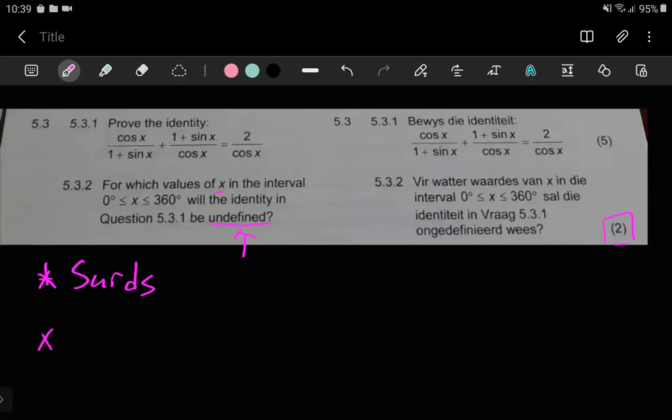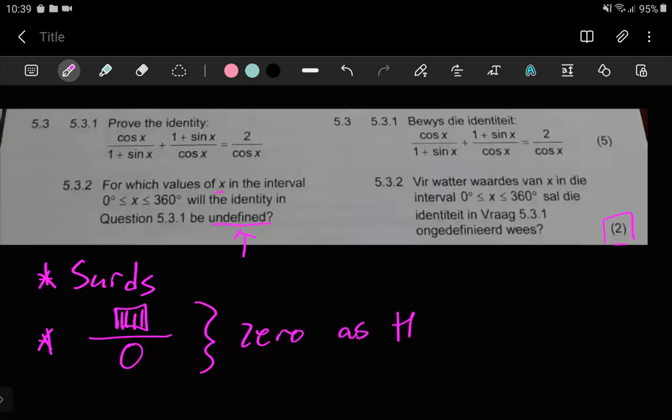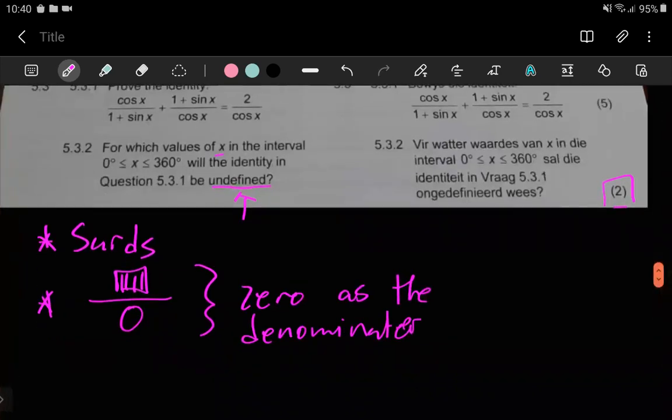The next thing you want to look out for is, I'll write it in words, 0 as the denominator. When I say 0 as the denominator, you want to look for things that will cause the denominator to be a 0. And we'll show an example just why.